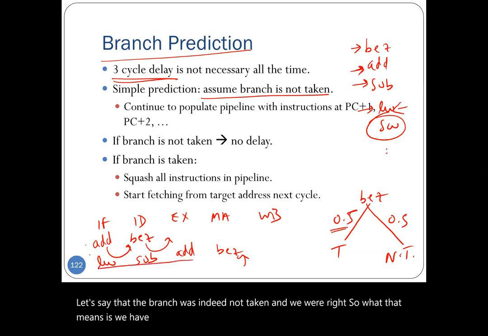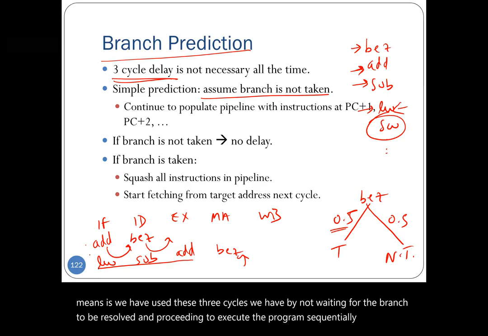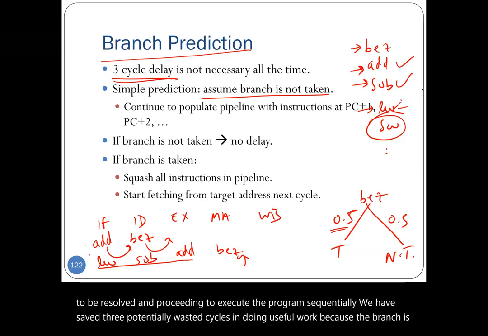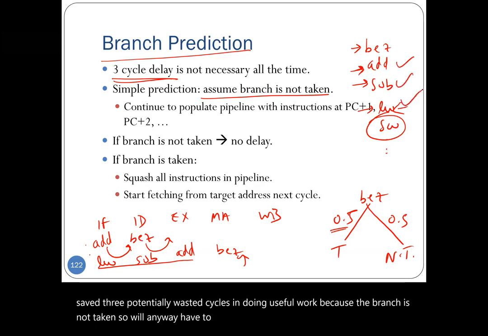By not waiting for the branch to be resolved and proceeding to execute the program sequentially, we have saved 3 potentially wasted cycles in doing useful work, because the branch is not taken, so we'll anyway have to execute these sequentially subsequent instructions. So we did the right thing.